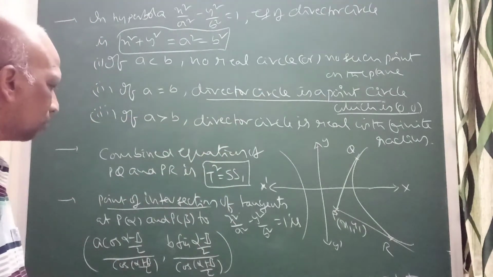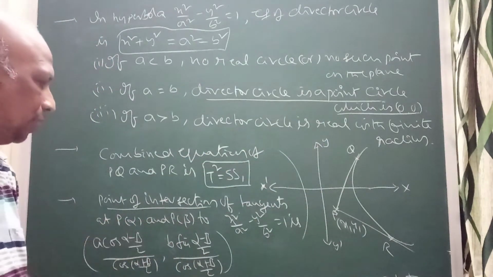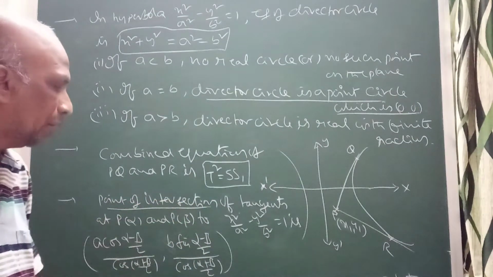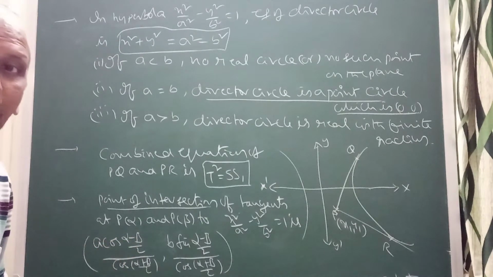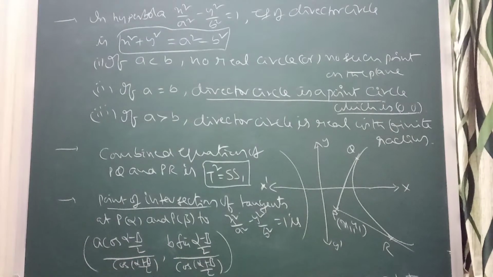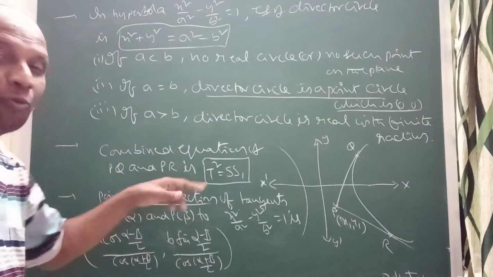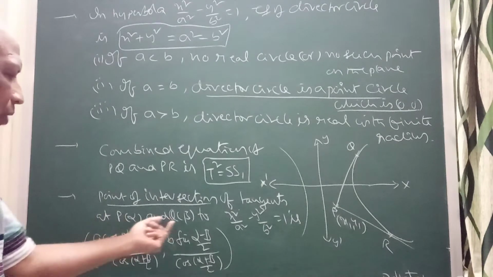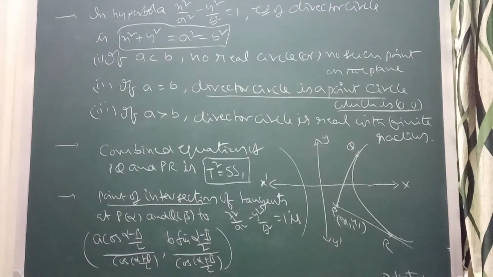Next, suppose you are taking two tangents at 2 points, P alpha and P beta. Then the point of intersection of the two tangents at these 2 points will be a cos of (alpha minus beta) by 2 by cos of (alpha plus beta) by 2, b sin of (alpha plus beta) by 2 by cos of (alpha minus beta) by 2. Just remember this point of intersection of two tangents at alpha and beta.